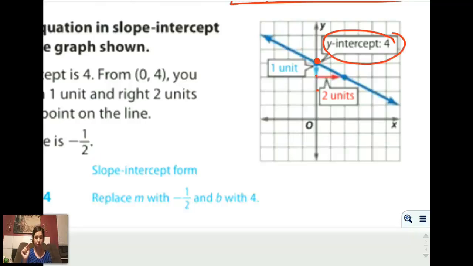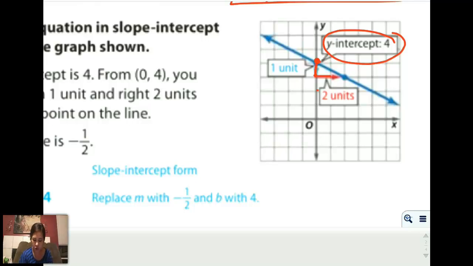Now it's +4. If it had been down here at -2, for example, it would have been negative 2, so it would be minus 2 when we plugged it into our formula. So right now it's plus 4 because that's my y-intercept. And let's find our slope like we've learned so far.